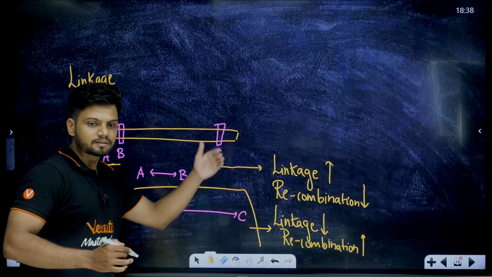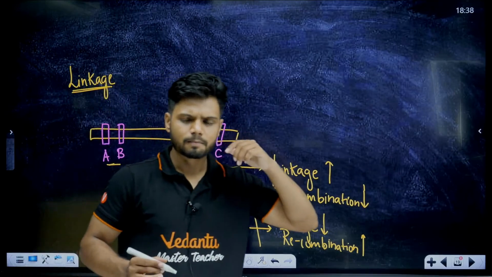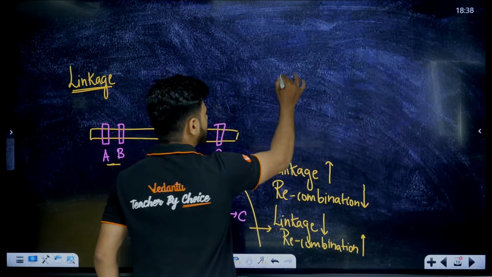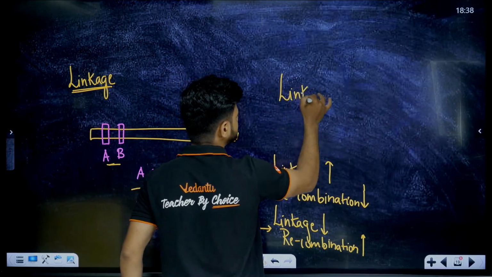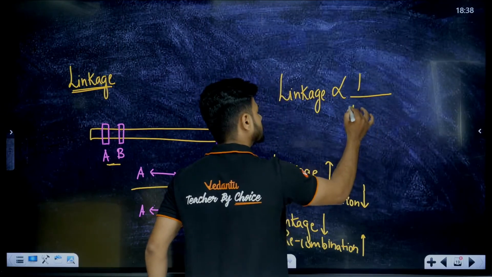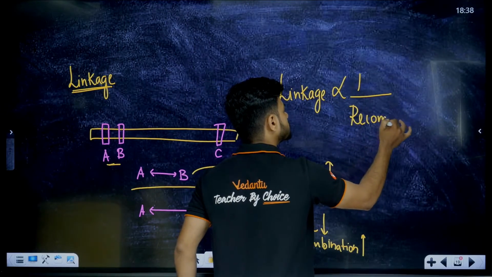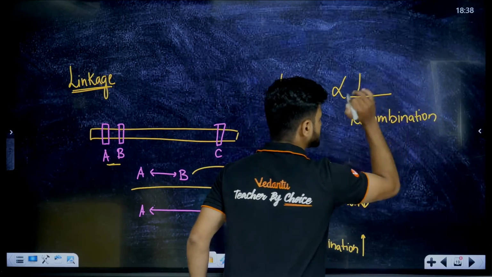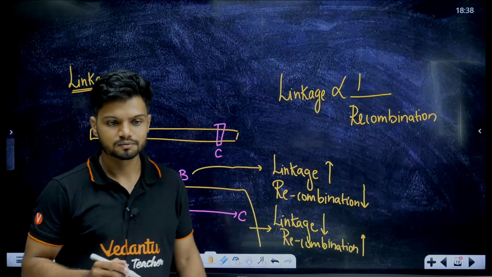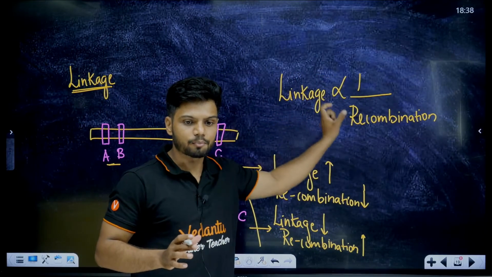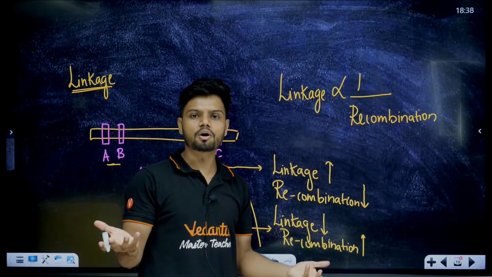Clear? So by this, can we do a simple formula? Simple formula, that is, linkage is inversely proportionate to recombination. Clear? Very easy. Your linkage is inversely proportionate to your recombination.